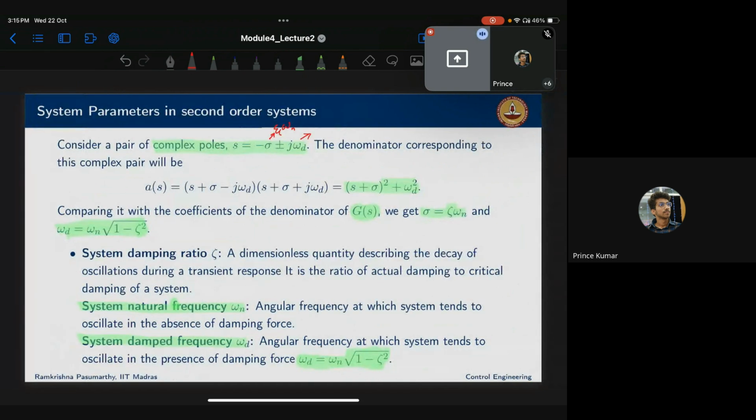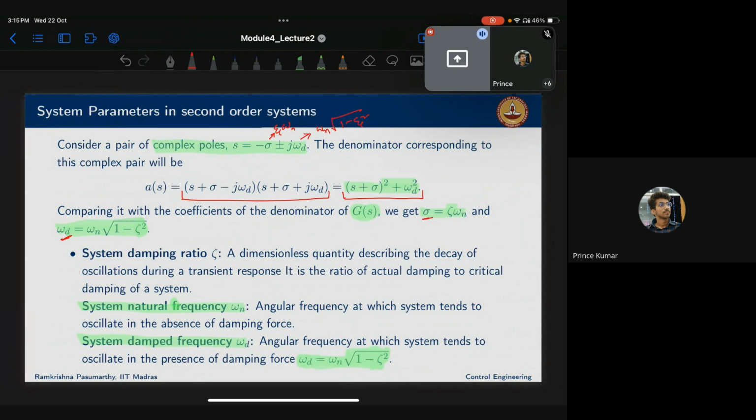Okay, so that is nothing but omega n root over 1 minus zeta square. Now you have minus sigma plus or minus j omega d. You can write that as minus sigma plus j omega d and minus sigma minus j omega d. If you multiply both the roots, you'll have (s plus sigma) whole square plus omega d square, where sigma is zeta omega n, and omega d is omega n root over 1 minus zeta square.